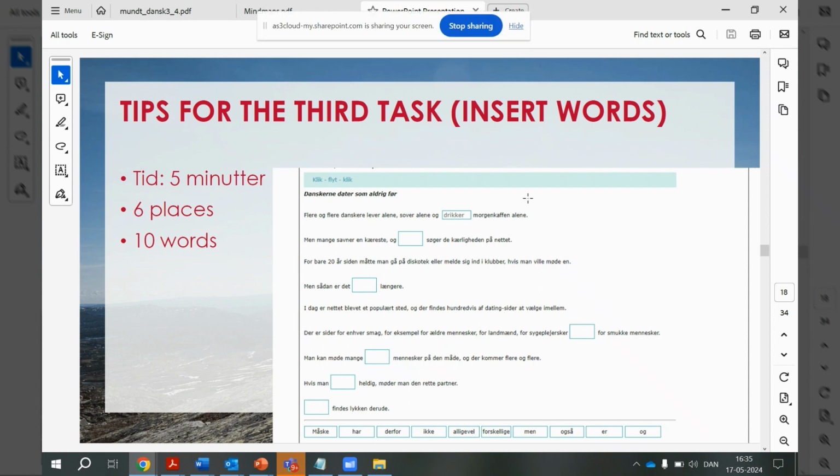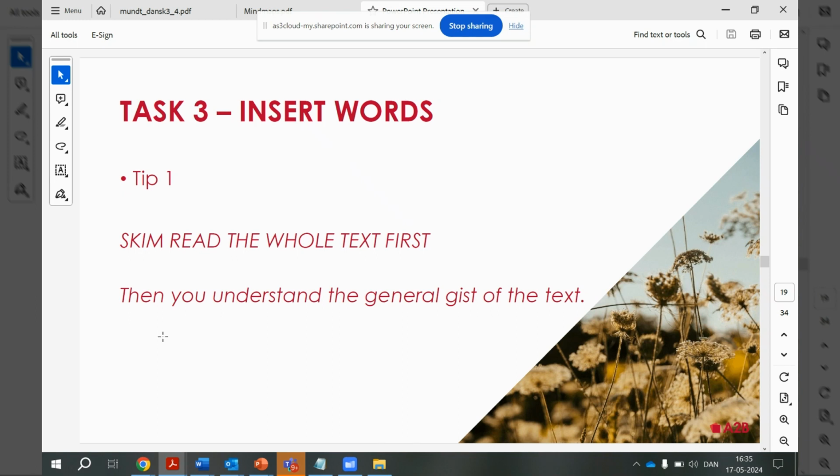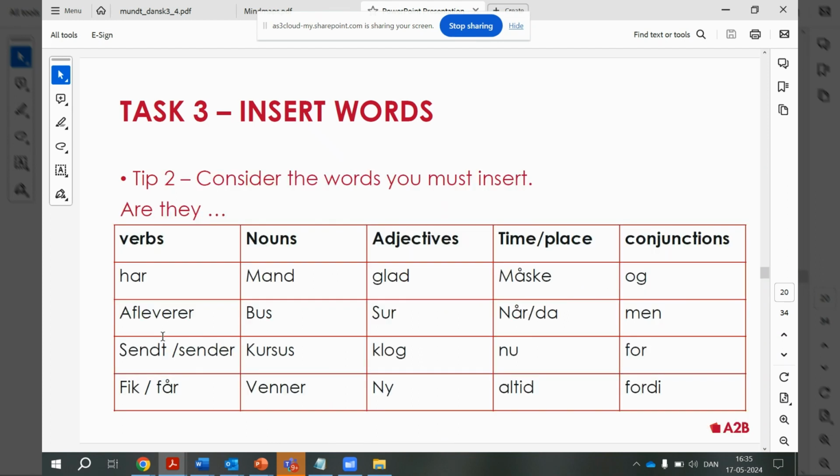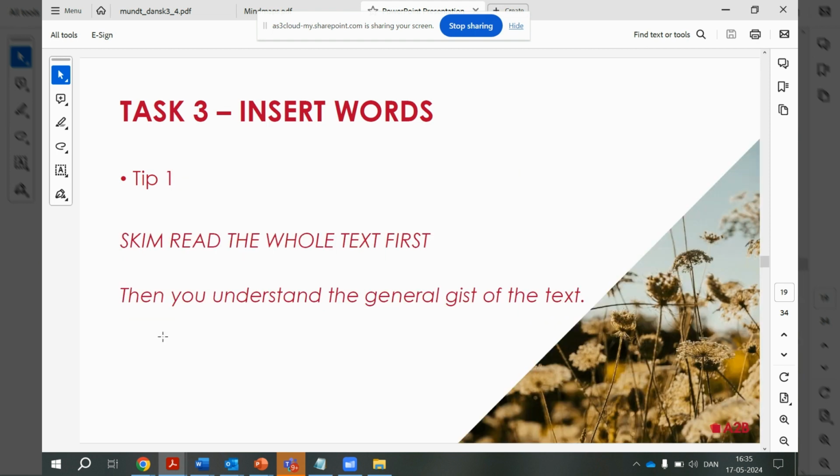Again, this is also one full text. All the sentences are related, and they have removed some words. You have 5 minutes. They have removed 6 words, and you have 10 words to choose from. Skim read the whole text first. Then you understand the general gist of the text, and that will help you decide which words fit where.